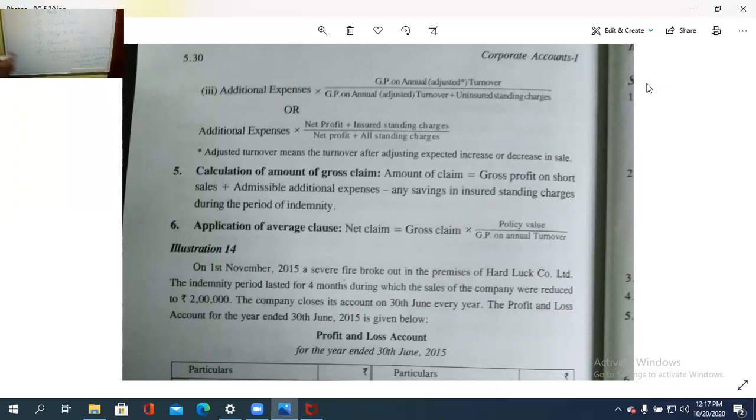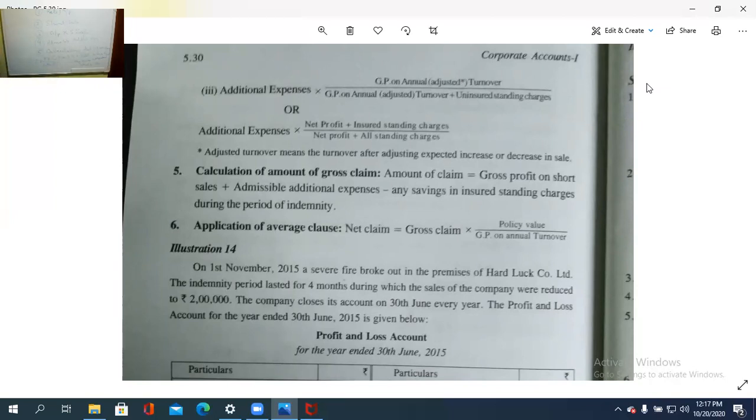ഓക്കെ, so calculation of the amount of gross claim, that is gross profit on short sale plus additional admissible expenses minus any savings in insured standing charges. And finally what is that? Application of the average gross is equal to, that is the net claim is equal to, sixth step, gross claim multiplied with the policy value divided by the gross profit on annual turnover.